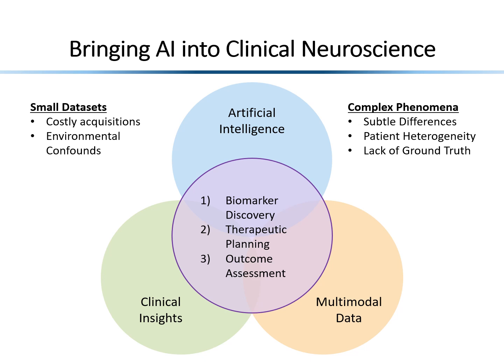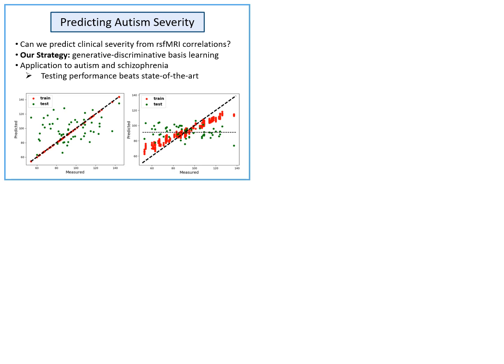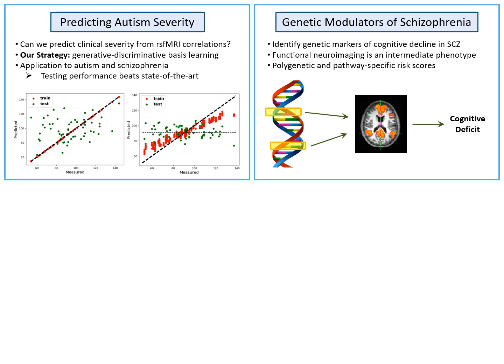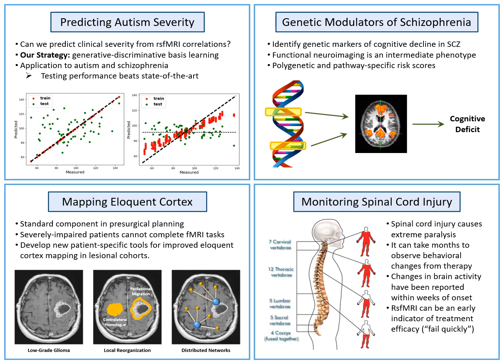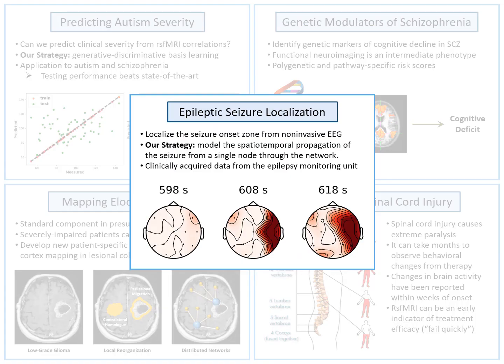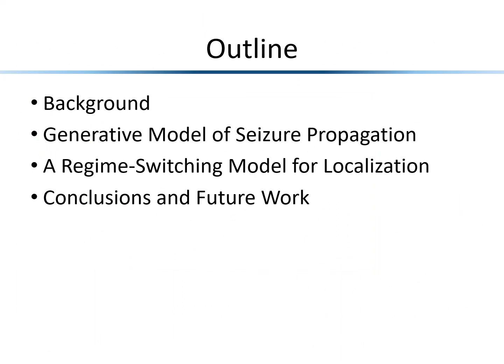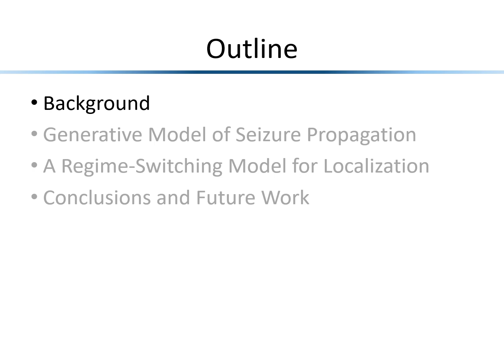Now, in fact, my lab is working on a range of problems that include predicting multidimensional clinical severity in autism, using genetic variations and trying to link them to cognitive dysfunction in schizophrenia, mapping the boundaries of eloquent cortex to improve brain tumor resections, and predicting the level of paralysis in spinal cord injury. Now, of course, as I mentioned earlier, this talk will focus on epilepsy. And here's a very brief outline for the remainder of the talk. I'm going to start with some background about the application as well as prior work in the field.